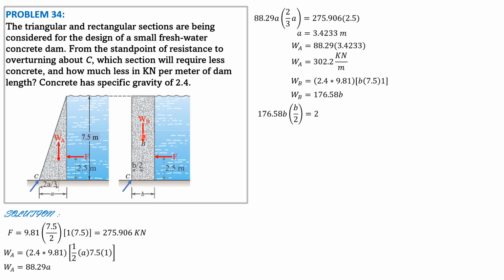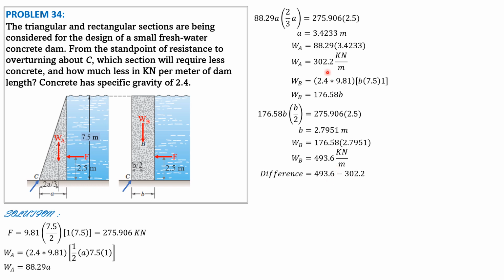Then summation moment about C equals 0. 176.58 B times B over 2 equals F, 275.906 times 2.5. Solving for B, B is 2.7951 meters. So the weight of B can now be computed per meter: 176.58 times 2.7951. So weight of section B is 493.6 kilonewtons per meter. So this is higher than that of A. So the difference is 493.6 minus 302.2.